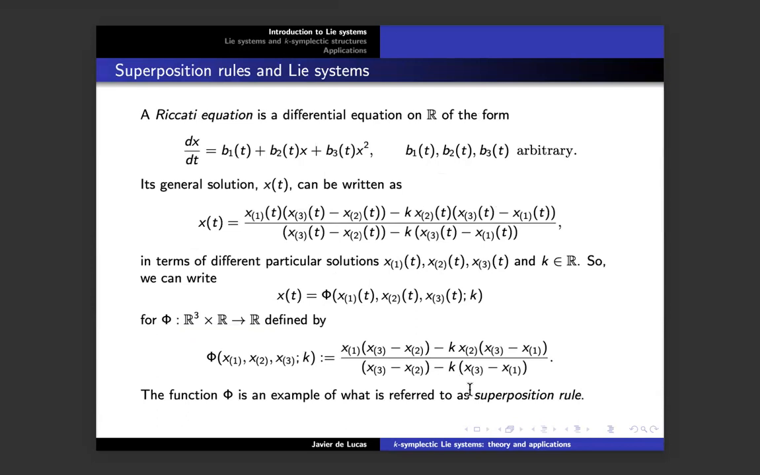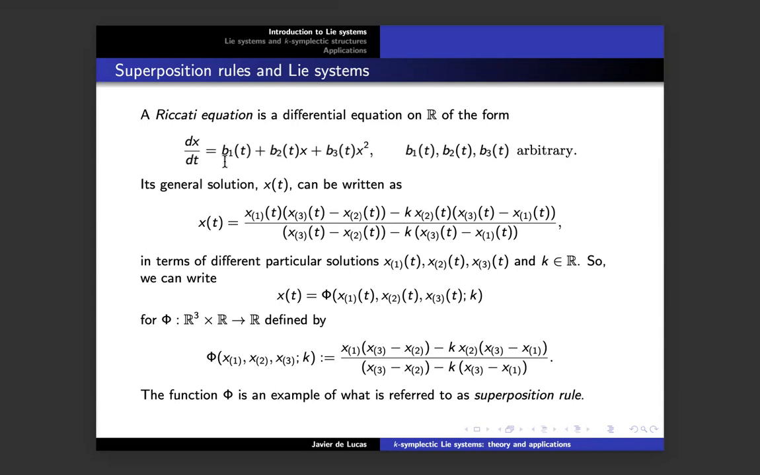So let us recall superposition rules and Lie systems by means of the standard example, the Riccati equation. It is usually said that this is the simplest non-trivial example of a Lie system. On the real line, x belongs to R, you have a first order differential equation like this. In normal form, that means that the first derivative on the left-hand side can be written as a function of the time, the independent variable, and the dependent variable x, where b1, b2, b3 are time-dependent functions, and they are all arbitrary.